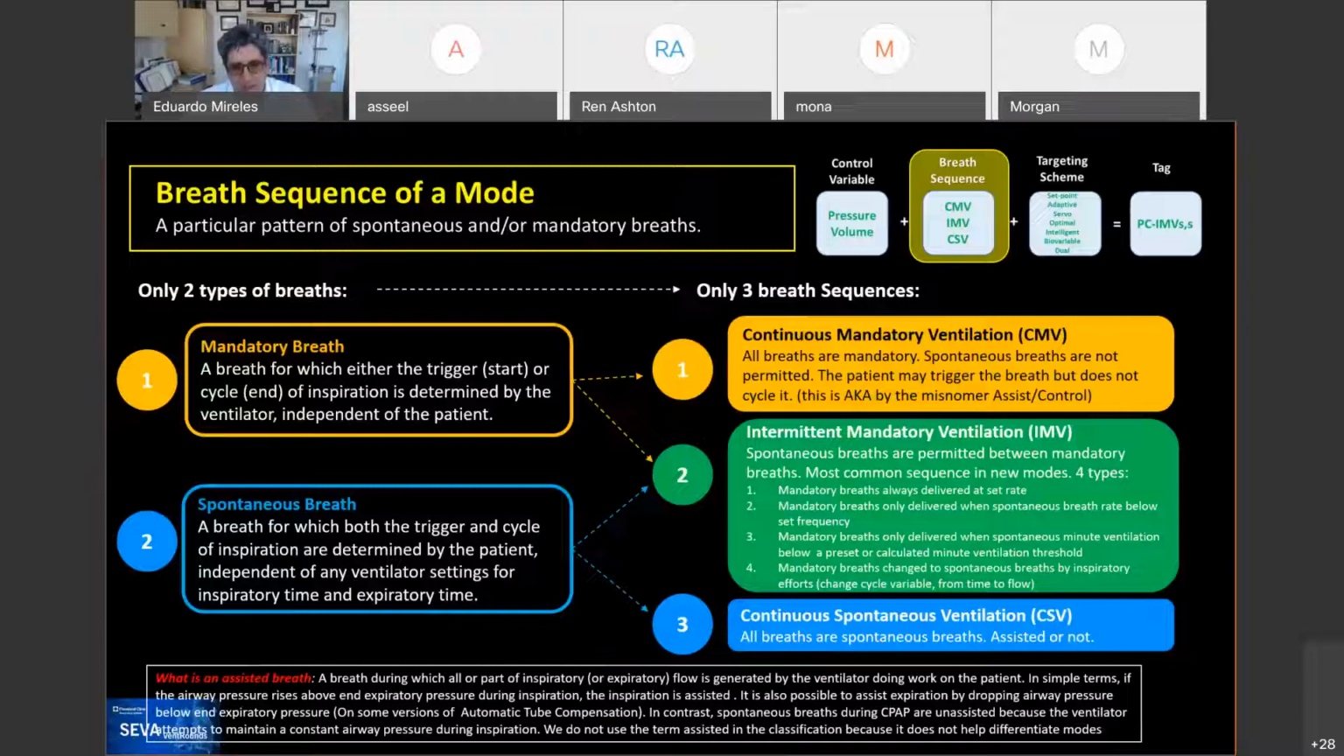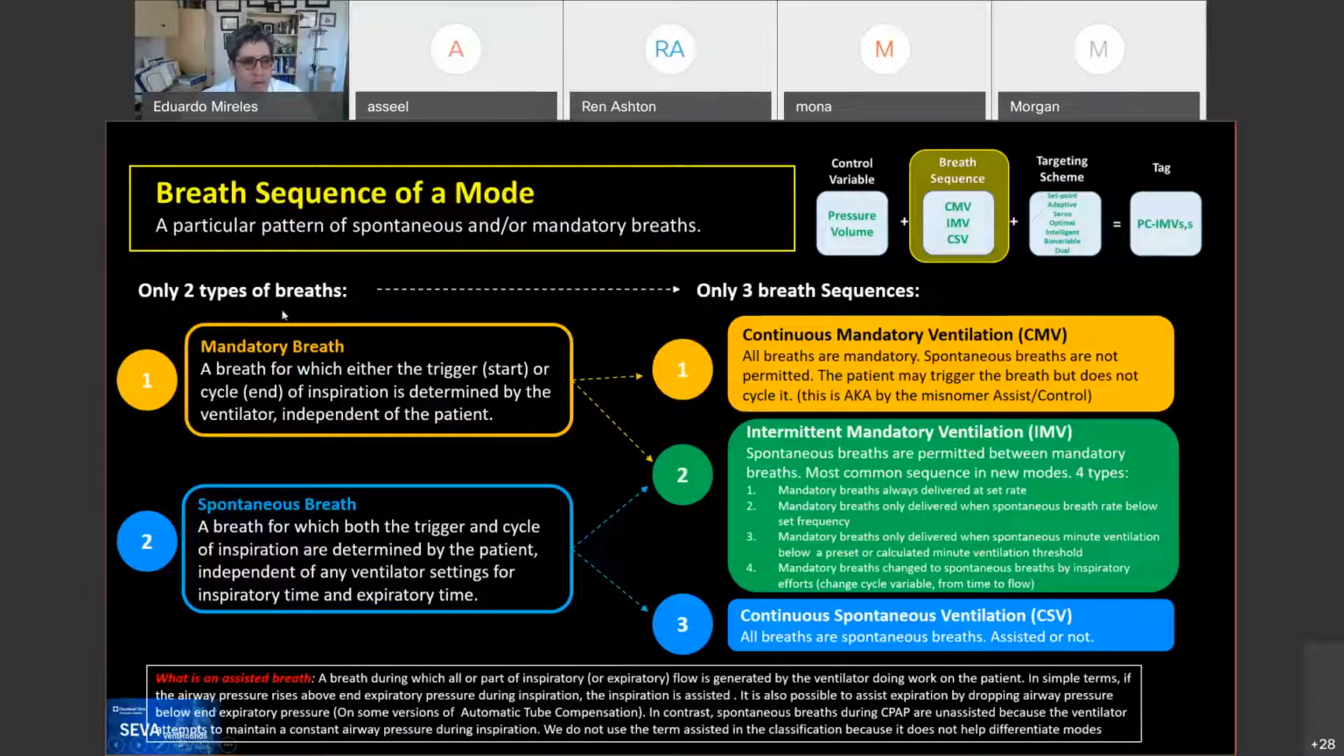The literature is filled with words that make things a little bit more complicated for all of us. In mechanical ventilation, there's only two types of breaths, either a mandatory breath or a spontaneous breath. A mandatory breath is a breath for which either the trigger, so that's when the breath starts, or the cycle, when the breath ends, of inspiration is determined by the ventilator independent of the patient. Meaning a breath can be triggered by a patient, but if it's cycled by the ventilator, then that's a mandatory breath. And the other way around applies too. A spontaneous breath is for which both the trigger and the cycle of inspiration are determined by the patient, independent of any ventilator settings or inspiratory time, expiratory time, whatever.